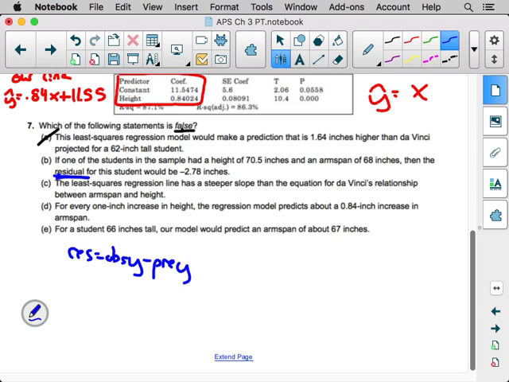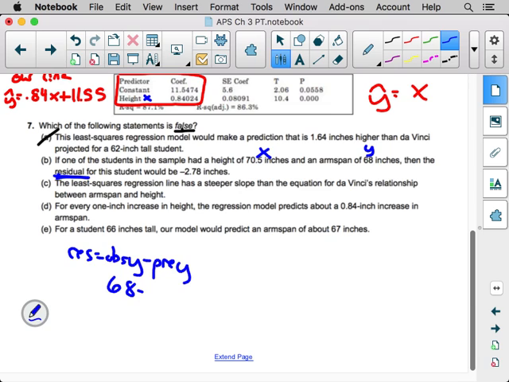So this is going based off of our equation, right? We wouldn't do residuals based on his because his isn't a least squares regression line. So this is referencing our line, okay? So it says the kiddo has a height of 70.5, arm span of 68. Well, here, isn't height our x's? Height is our x. This is the kiddo's y, their arm span. Is this observed or predicted y? This is observed. So 68 is observed.